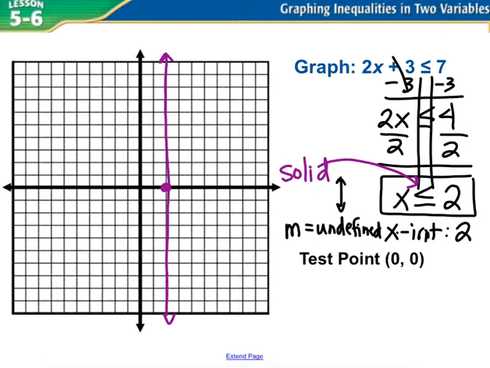Then last thing we got to do is just use that test point. We can use the origin here because it's not on that boundary line. Since we just have x, we're going to plug 0 in for x. Super easy check. Is 0 less than or equal to 2? And the answer is yes, right? That is a true statement. 0 is less than or equal to 2, meaning the origin is part of our solution.